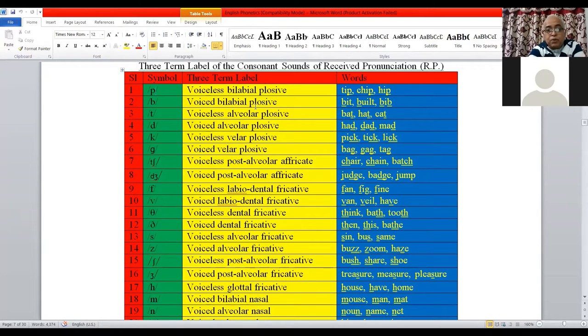Okay. So you have to give the three-term label of pa, maybe. So you have to write only these.